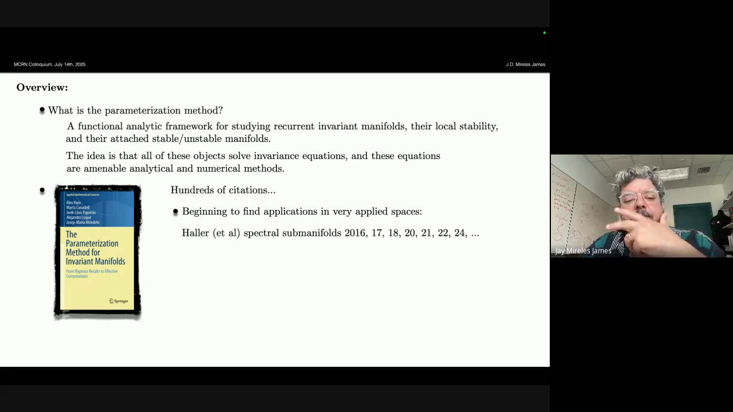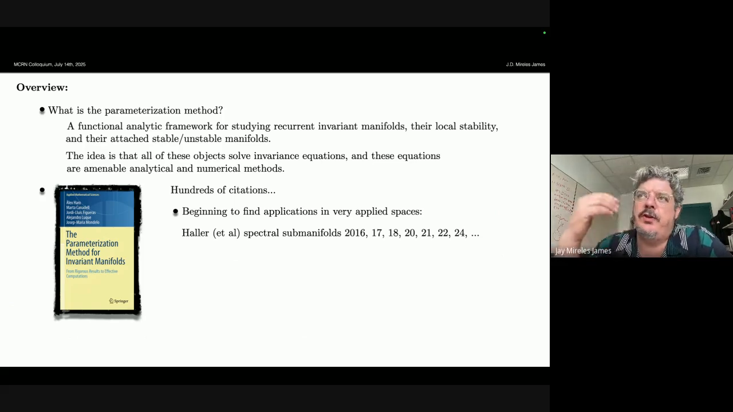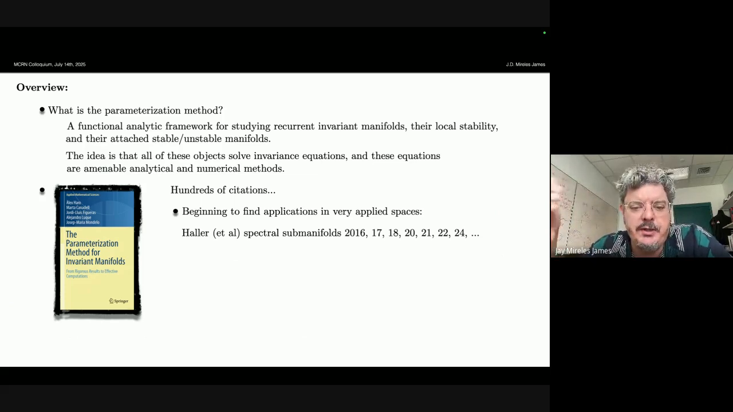So I'll mention, for example, a number of papers by George Haller and his collaborators on mechanics of solids type problems, the physics of beams and beam type dynamics, not a laser beam or a beam of particles, but a beam like a structural beam in a building. You see titles like dimension reduction using spectral submanifolds, and when you dig into what they're doing, they're citing these older papers on the parameterization method.